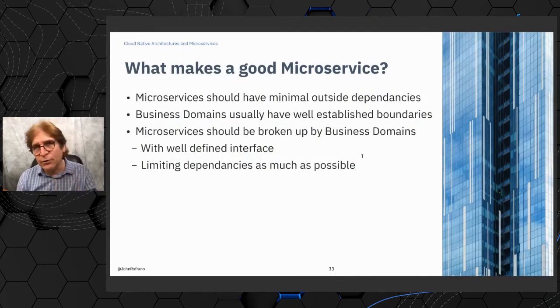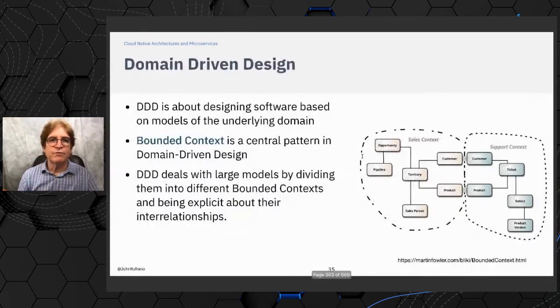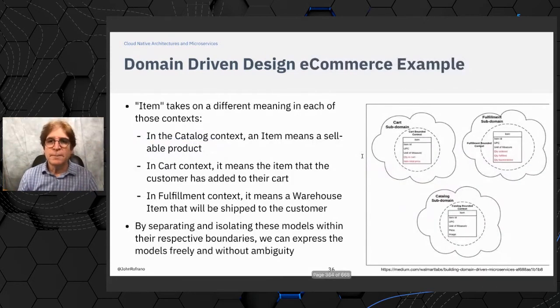So a good microservice, right? Things that go together. Usually a bounded context, like a business domain, is a great way of building microservices. So this is the single responsibility principle, right, from Robert Martin. Gather those things together that change for the same reason, separate those things that change for different reasons. So we usually use domain-driven design when we're trying to find microservices. We find the business context, and we build the services around those business contexts.